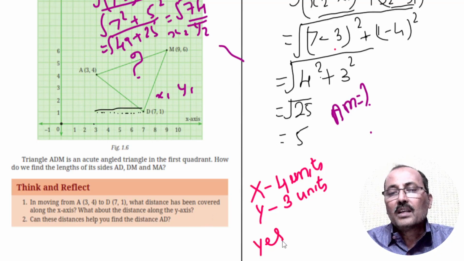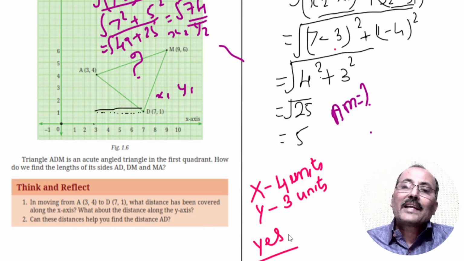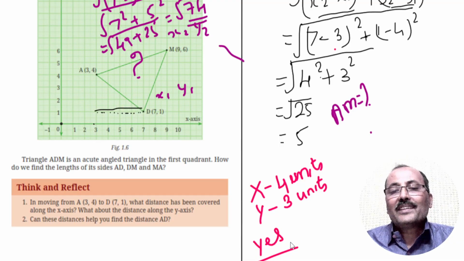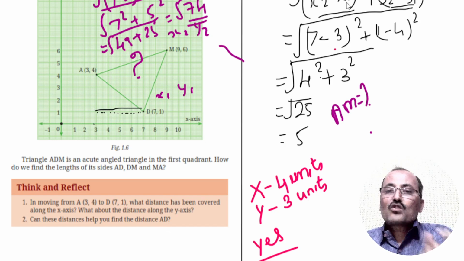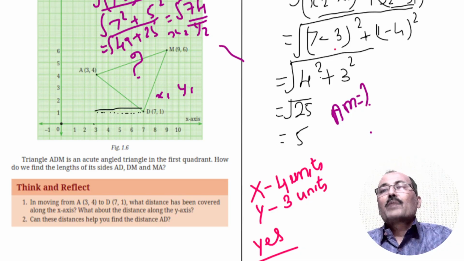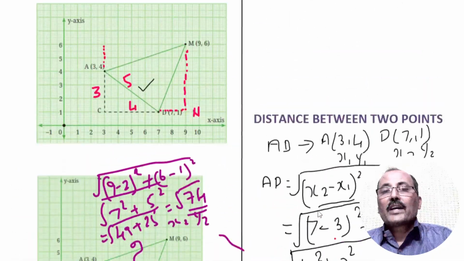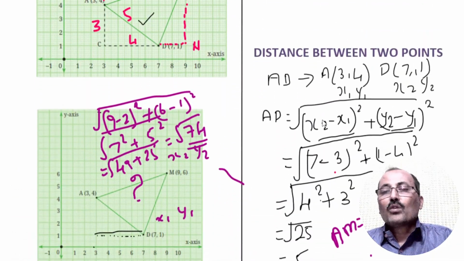Yes, it is possible. In the exam, if they ask this, don't leave it at yes or no alone. You ought to write how it helps, because to find the distance AD we are using this formula: AD equals square root of (x2 minus x1) whole square plus (y2 minus y1) whole square. My dear children, are you able to understand?